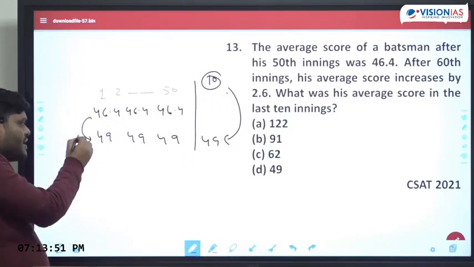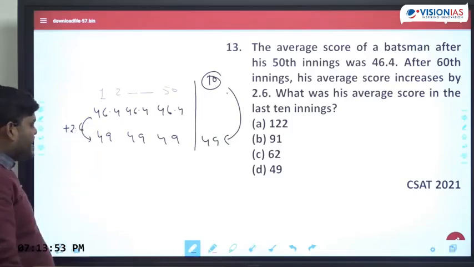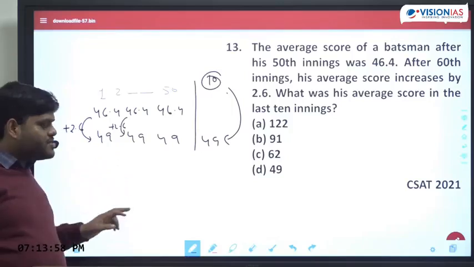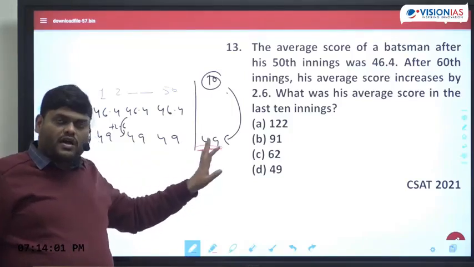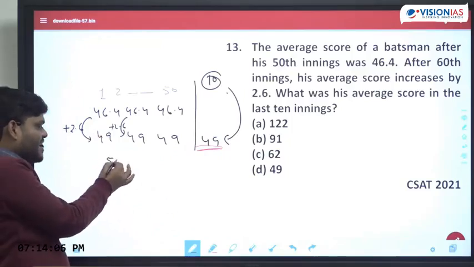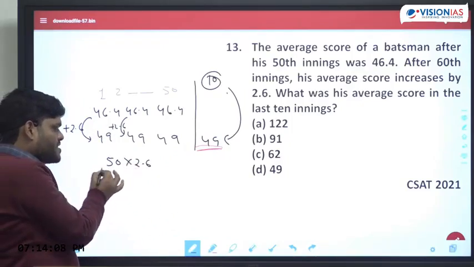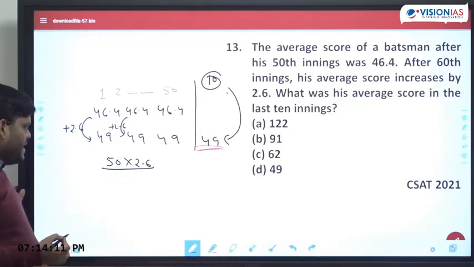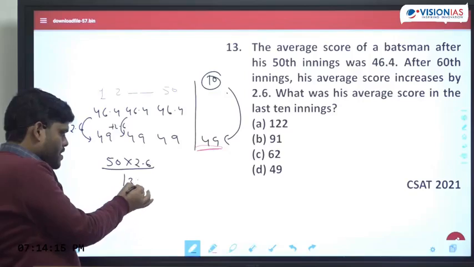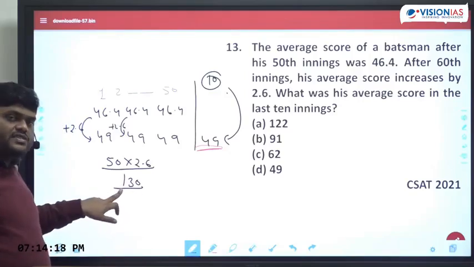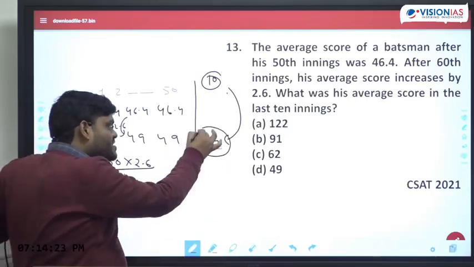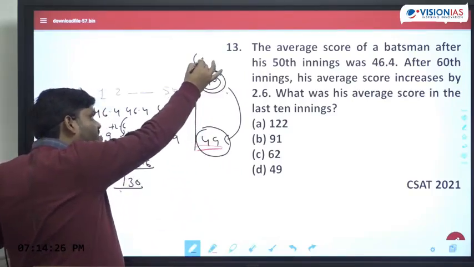Okay. Now the question is, why is there an increment of 2.6 in each value? Because here the value is more, and each is increased by 2.6. That means how much value have they supplied? Simply 50 into 2.6, that is 130. That means 130 extra value is there, and this 130 is coming from where? This 130 is coming from these 10 values, because this is after the 60th inning.